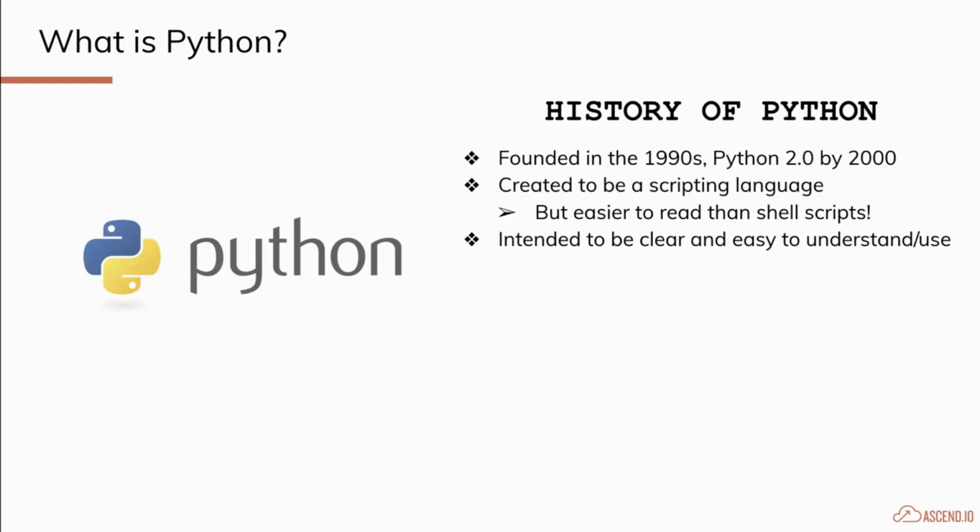So when we talk about Python, the first thing we should probably cover is the history of Python, right? It was founded in the 1990s. Python 2.0 is out by 2000. So given the length for which CS has been around, some of the older languages, going all the way back to maybe Fortran, coming up to C or Java, those have been around for quite a while, right?